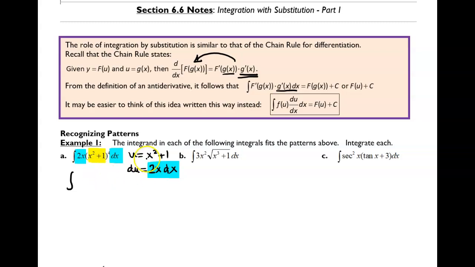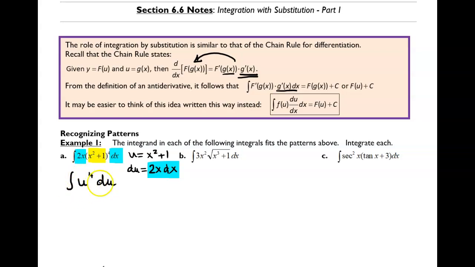So I'm going to replace my x squared plus 1 with a u. So this is going to become u to the 4th. The 2x dx is combined into a du. So I have the integral of u to the 4th du.